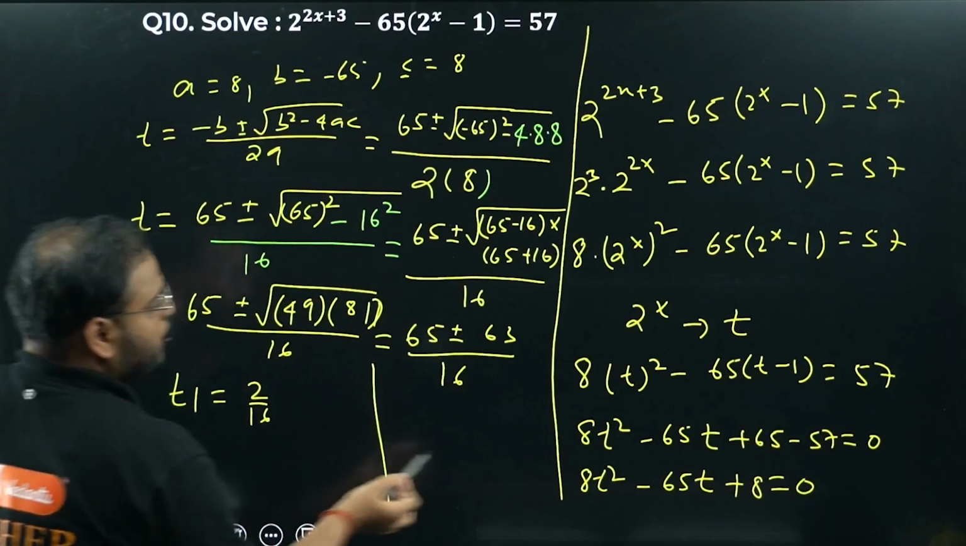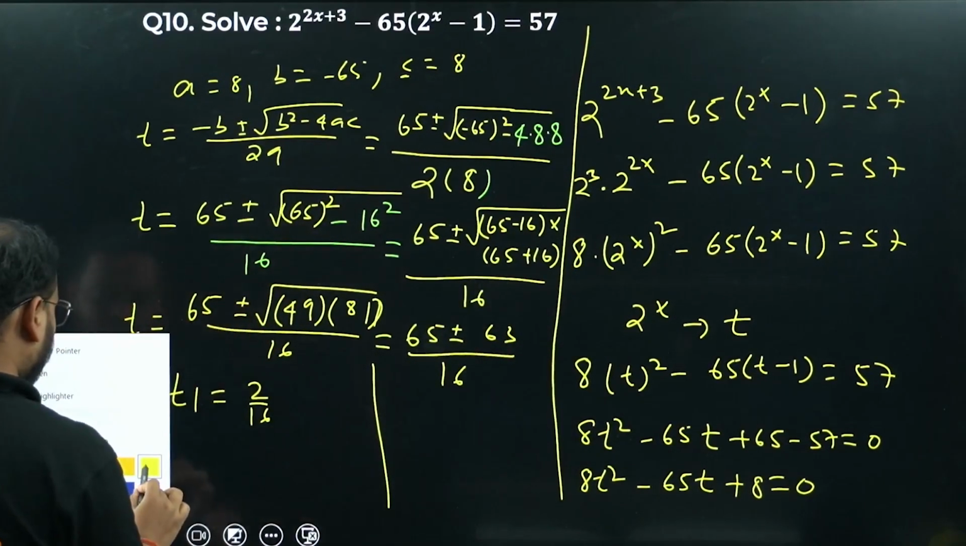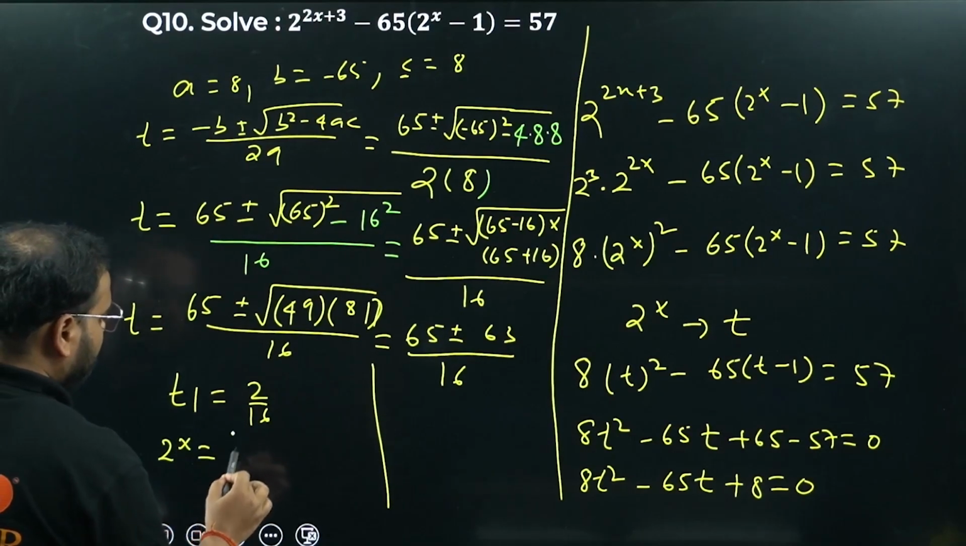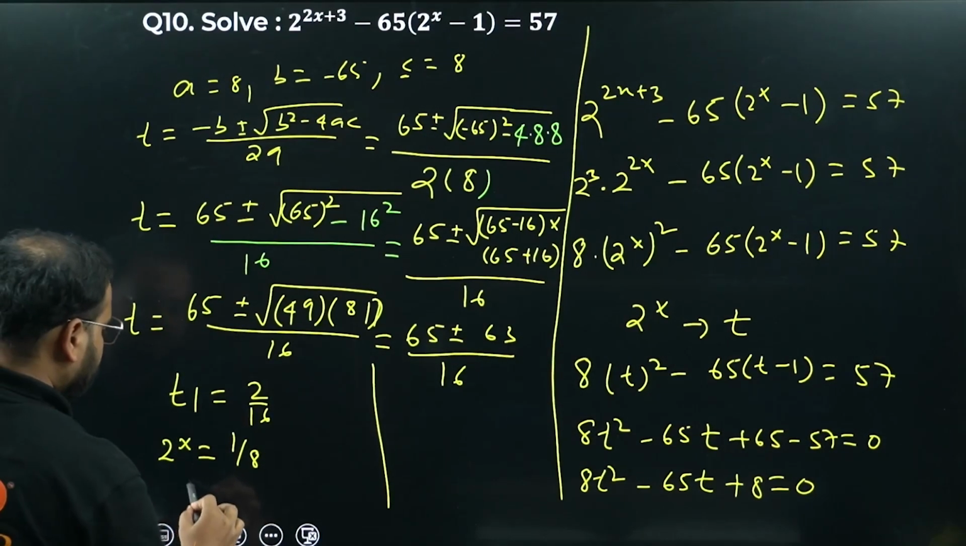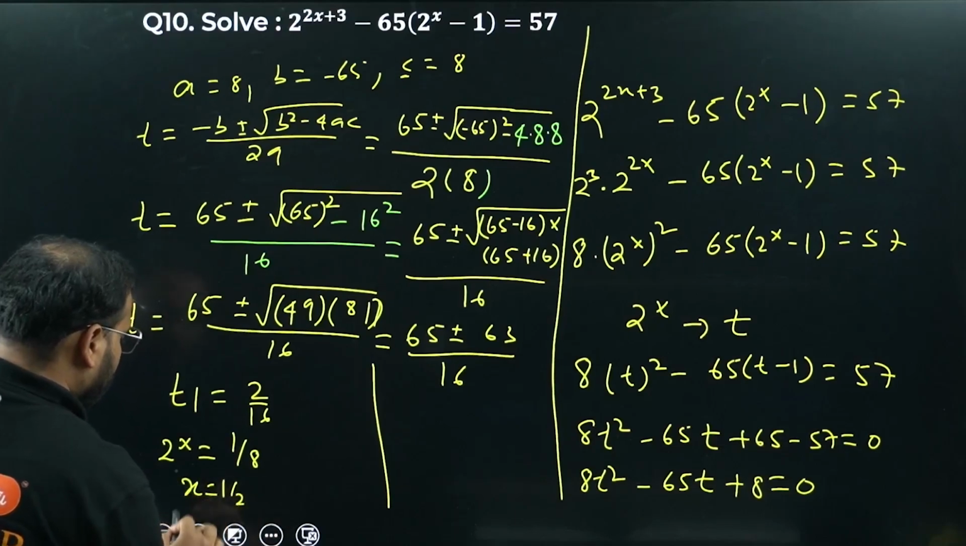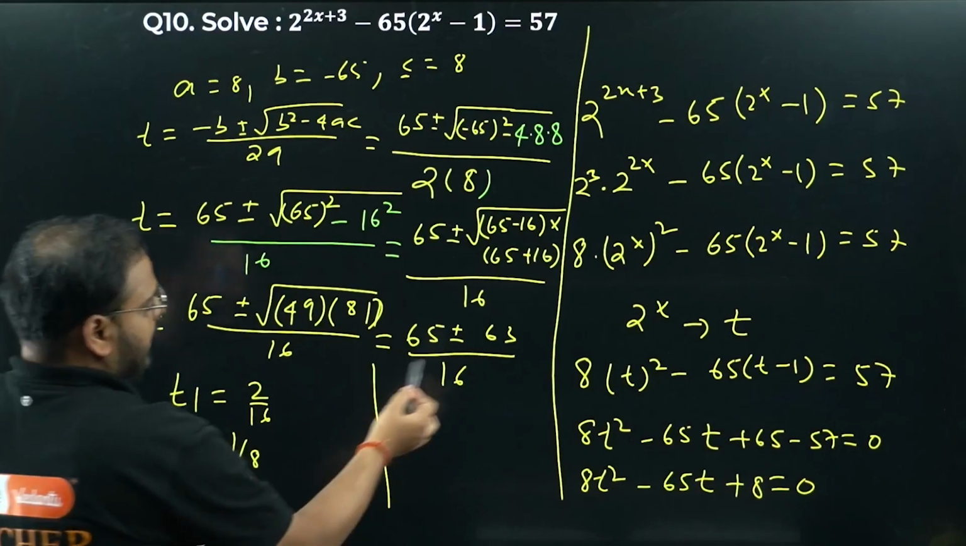T1 is going to be what? 2 power x only, no? So right here, 2 power x equals 1 by 8, right? It means x equals 1 by 2. First answer. From here, add them.